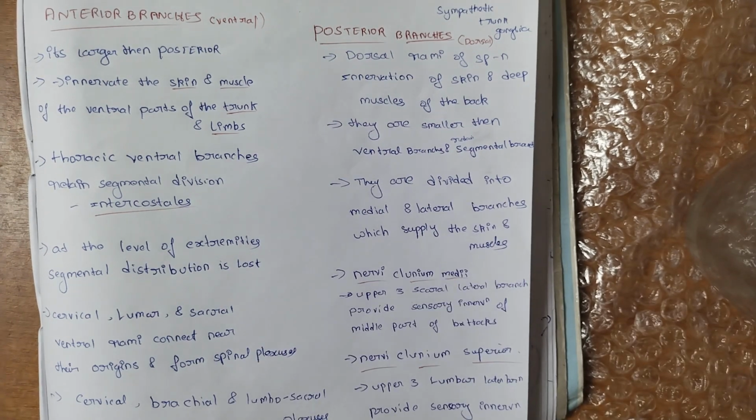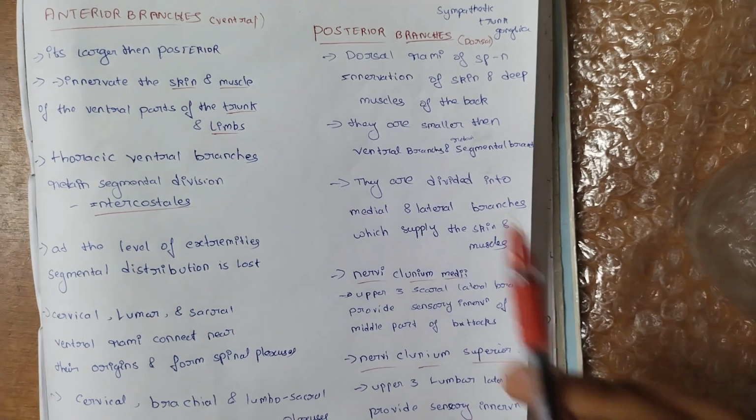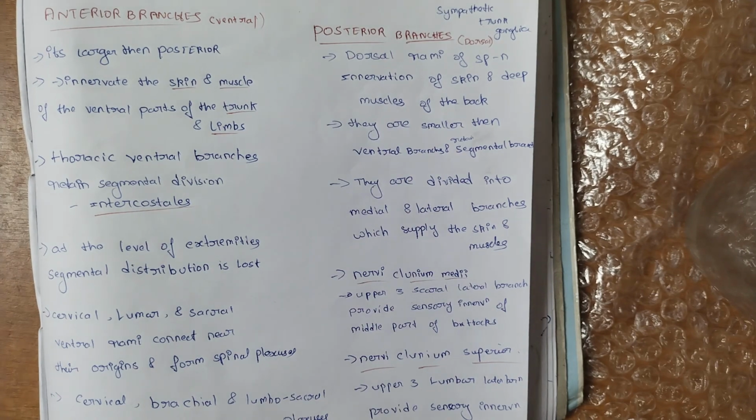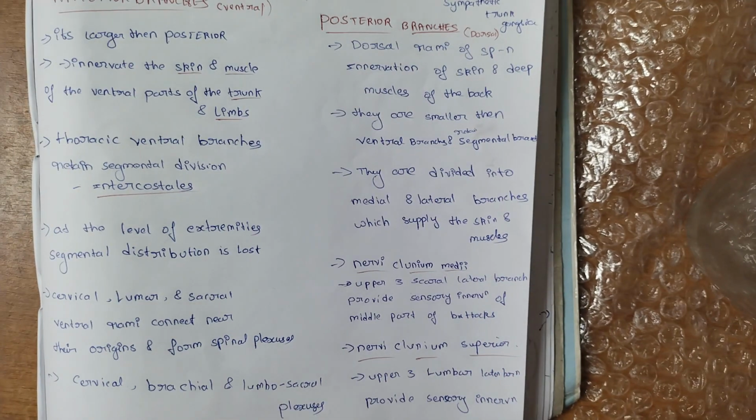These posterior branches are smaller than the ventral branches. They are divided into medial and lateral branches which supply the skin and muscles. Upper three sacral lateral branches provide the sensory innervation of middle part of buttocks. It's called nervi clunium medii, means middle part, that's why. And upper three lumbar lateral branches provide sensory innervation of upper part of buttocks, called nervi clunium superiores.